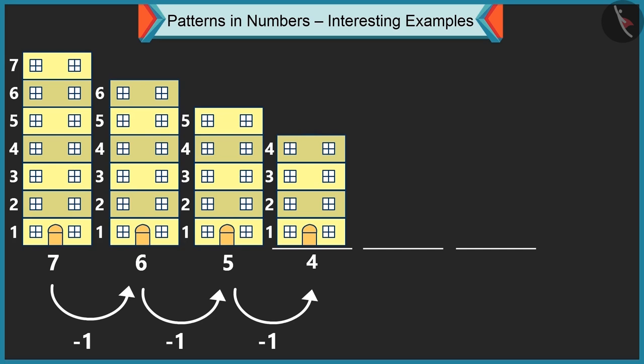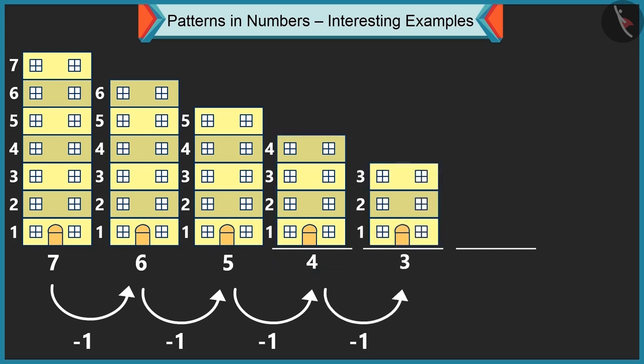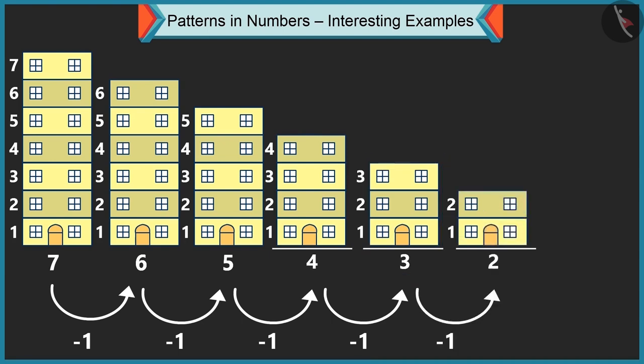Children, we proceed with this pattern by reducing the number of floors by 1 at a time. Hence, next step we get 3, then reducing 1 from 3 we get 2, and after 2 comes a single-story building. And with this, the pattern comes to an end. Thank you, sir. These patterns are very interesting.